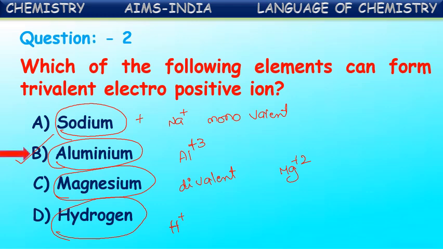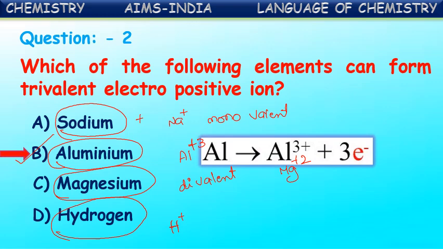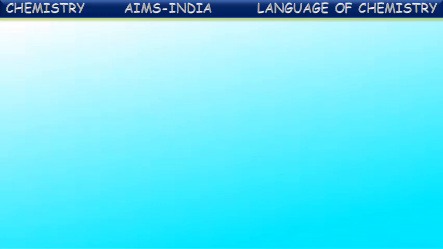Yes, aluminum is the correct answer, and this reaction is this one. Aluminum loses 3 electrons and it forms Al plus 3, trivalent electropositive ion. Let's see another question.